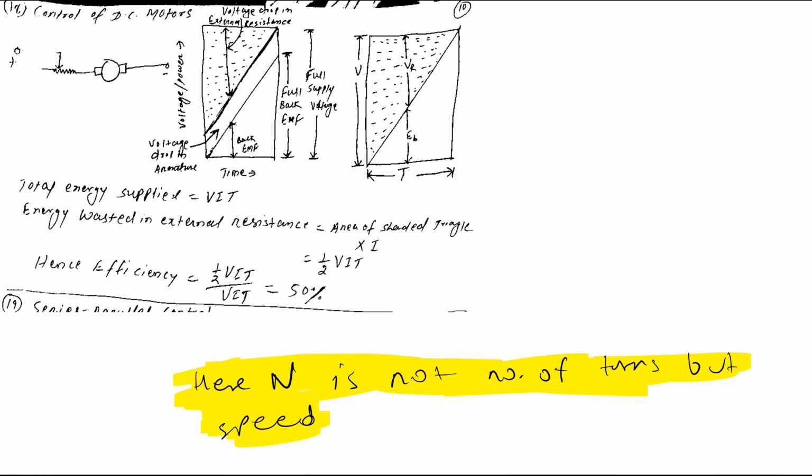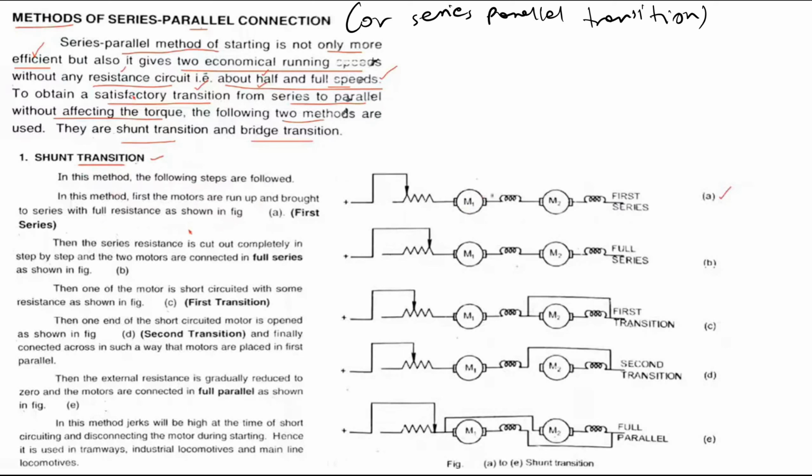Now we have to study control of DC motors. Now we will study the method of series parallel connection. The series parallel method of starting is not only efficient but also useful. So what is this first of all?